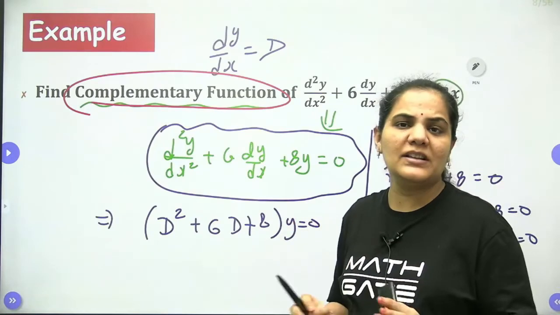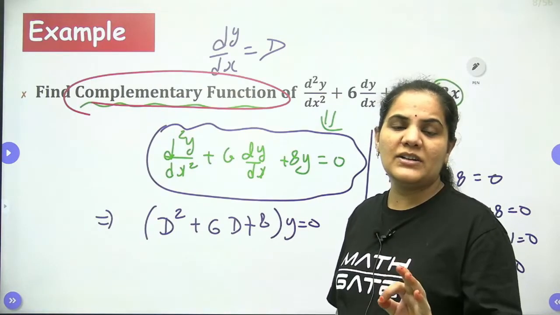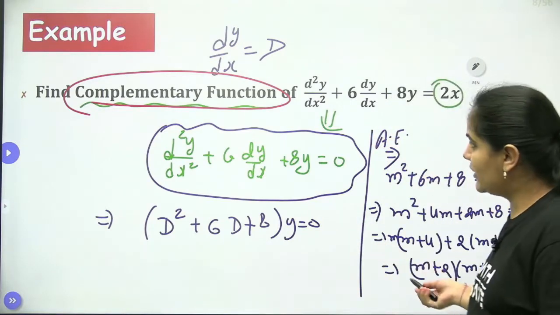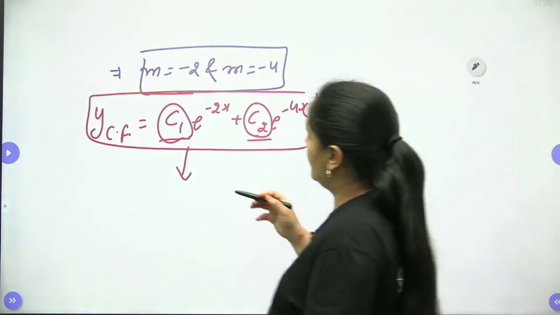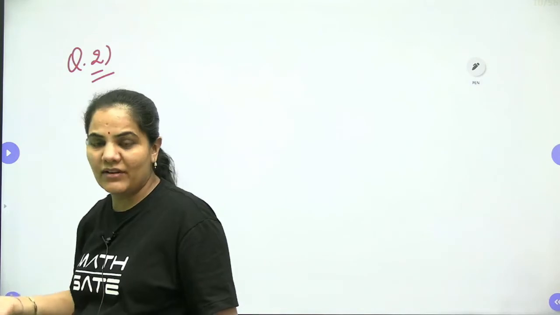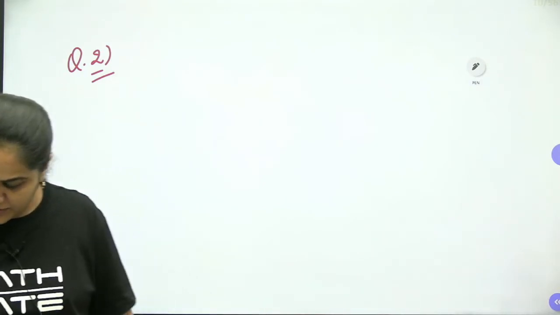It's a very simple thing, dear students. Finding the complementary function is a very simple thing. Done? Okay, so I think it's clear to everyone. It's a simple thing. Now let me write down one more example for you. We can have a discussion on two examples for each and every case, right? So let me write down one more example for you.